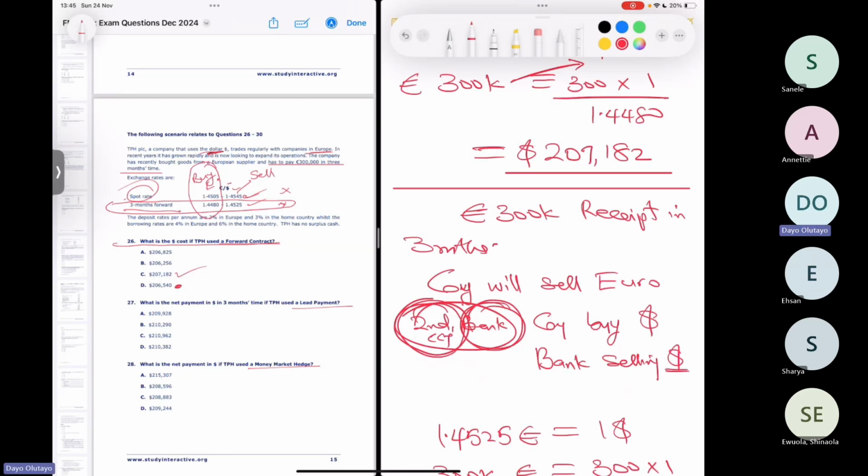Any question on the forward? I've done both receipt and payment. Hello? Yes, go ahead, please. I have a problem deciding when to multiply and when to divide. I think multiplying is when I have to pay, and dividing is the other way, but then it always gets so confusing and I get nervous.